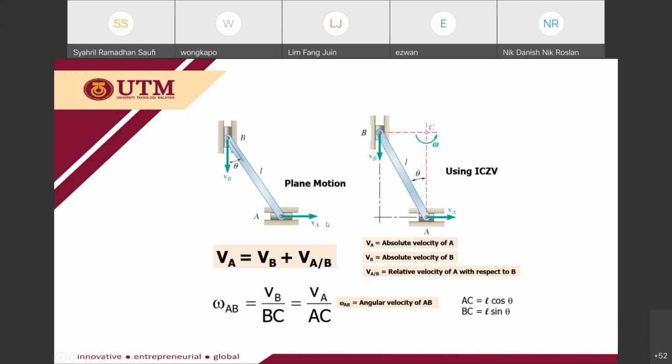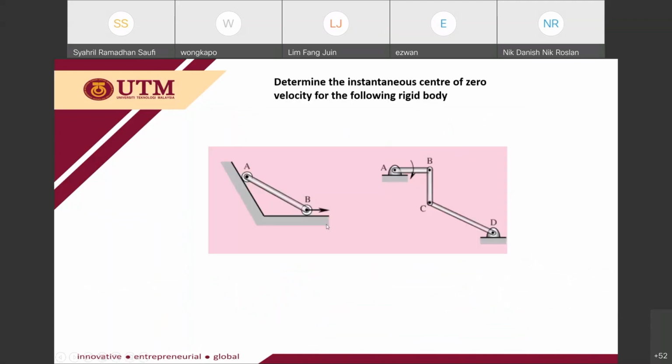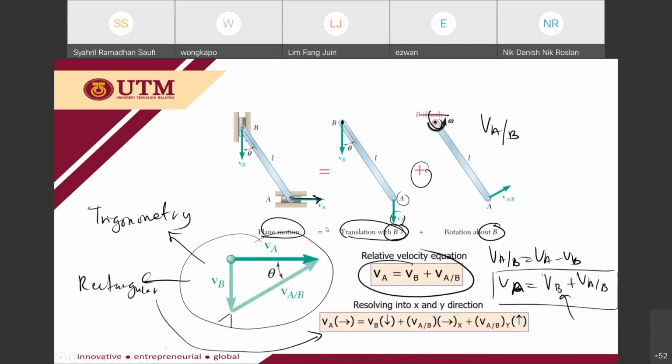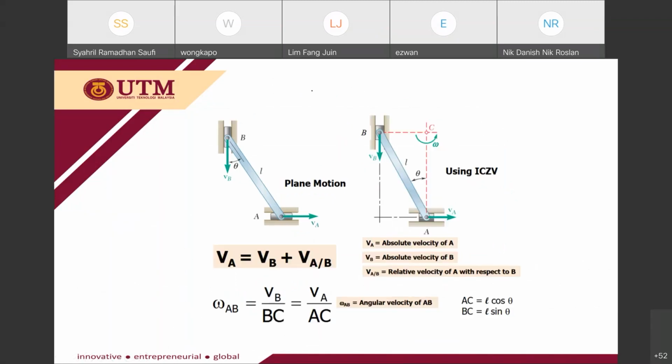Alright, so this is another analysis, regarding the relative motion. Instead of relative motion, you can use the method called the instantaneous center of zero velocity, or in short form, we call it ICZV. Okay, how to determine this instantaneous center of zero velocity? This is represented by the C here.